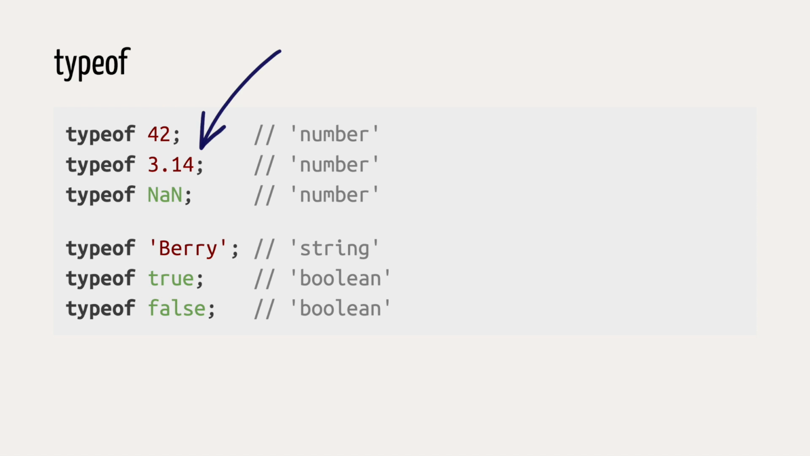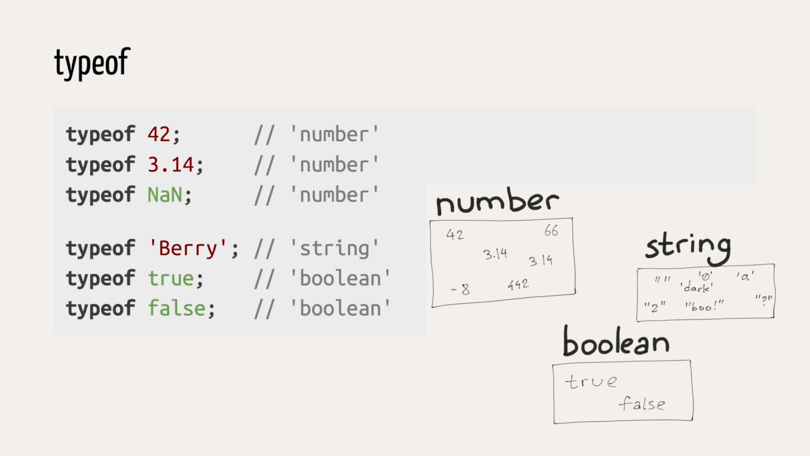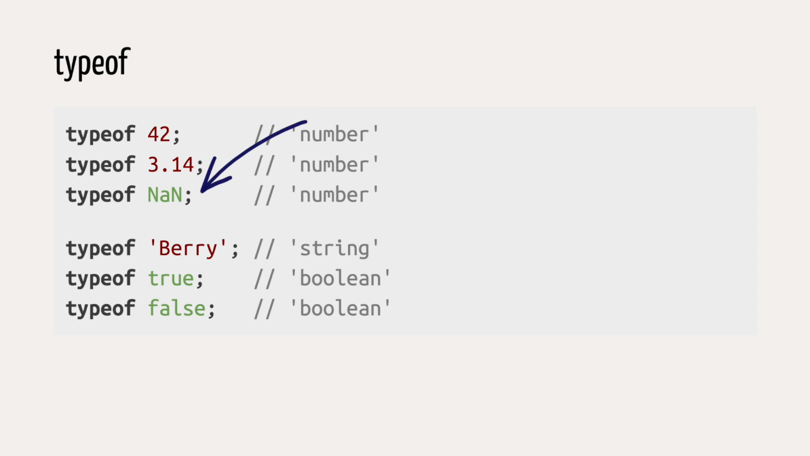42 and 3.14 are obviously numbers. Some combination of letters in quotation marks is a string, and true and false are boolean. These are some of the types in JavaScript: number, string, boolean. NaN means not a number, but the type of NaN is number. Yeah, I know, another JavaScript weirdness. Those are the rules of this language.